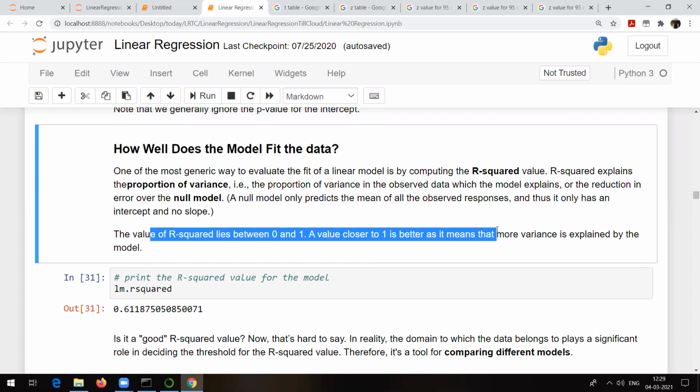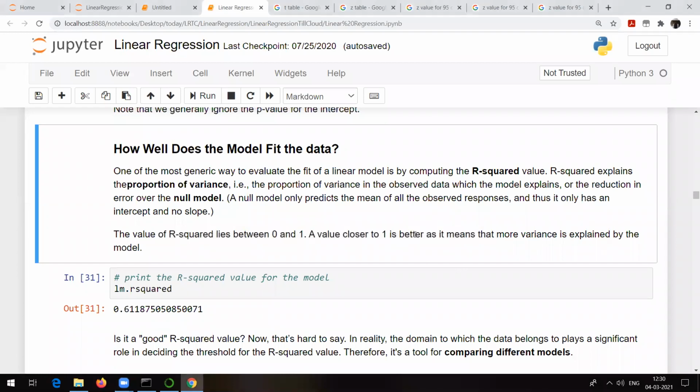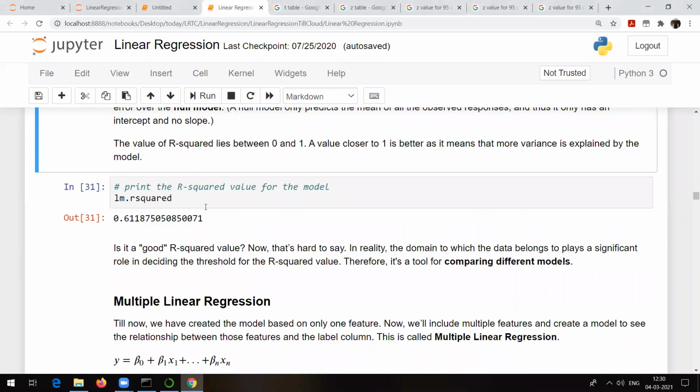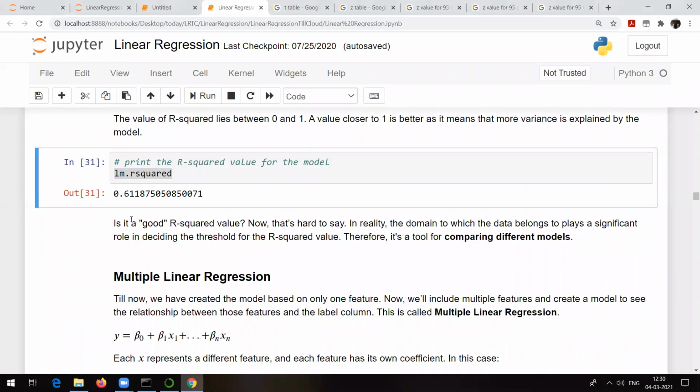We already saw the limitation of R squared value. Many times, if you add some features into your model, you will see that R squared value is going to increase, but it does not mean that the feature is going to contribute to the output value. So lm.rsquared in our case is 61.18. Whether it's good or bad, that all depends on the data set itself.